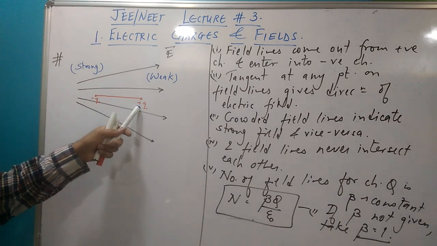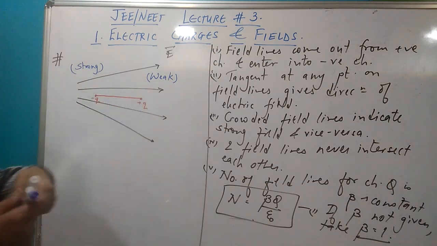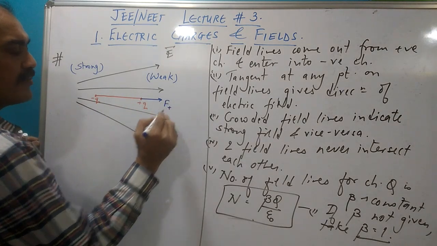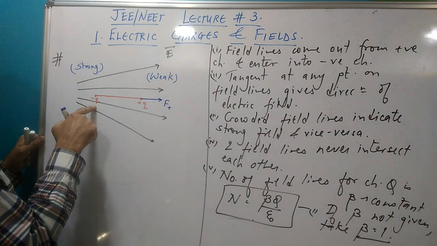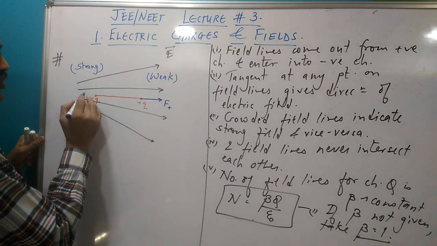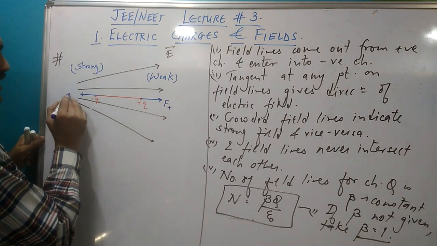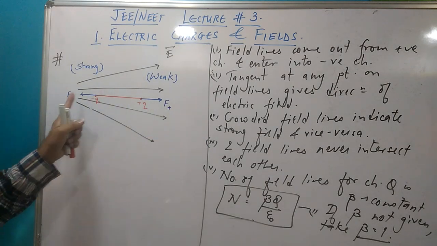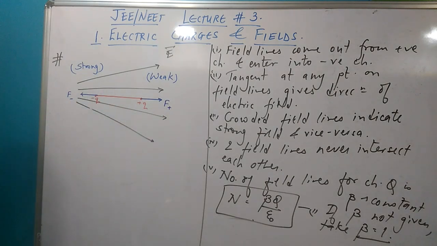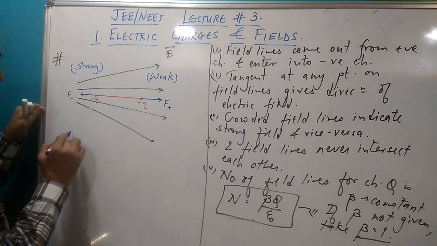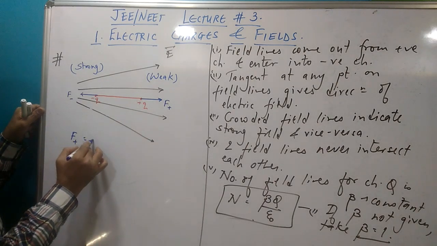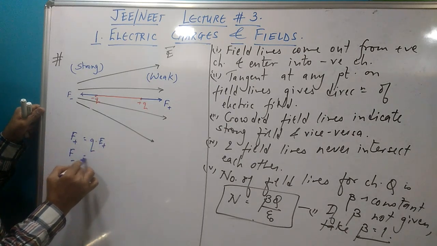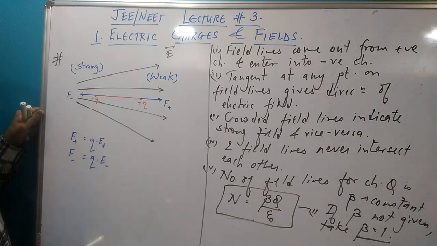So force on positive charge will be in the direction of electric field. This will be force on the positive charge. And what will be the direction of force on minus Q? It will be opposite to the direction of electric field. The question is, are these two forces same? We don't know, sir. Okay. F plus is Q into E plus, whereas F minus is Q into E minus.